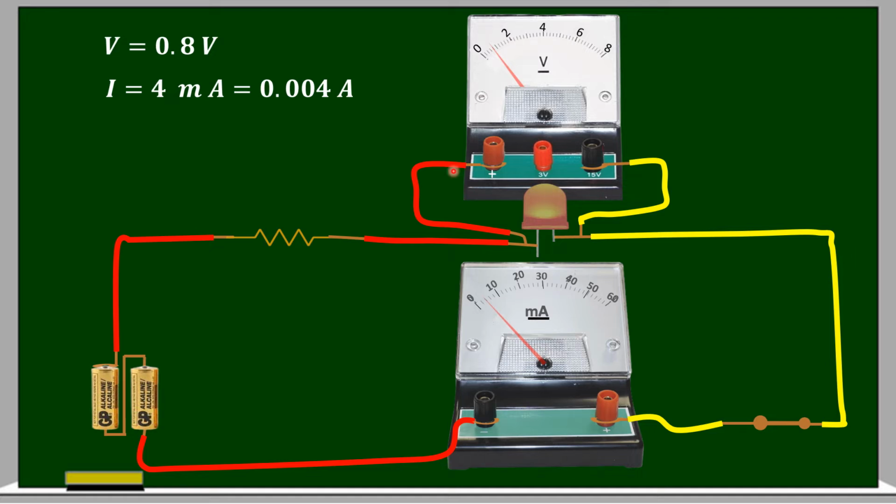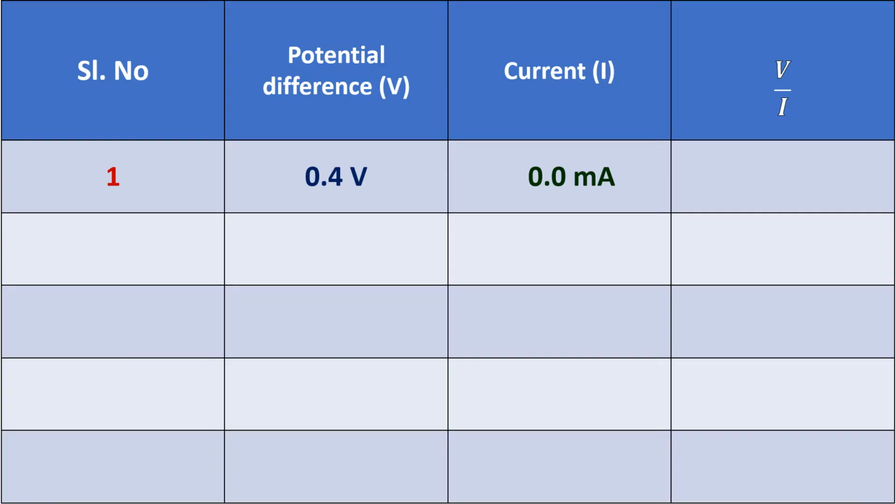V equal to 0.8 volts, I equal to 4 milliamperes, means 0.004 amperes. So let us record these values in our table. Serial number 2, 0.8 volts, 4 milliamperes. Okay.